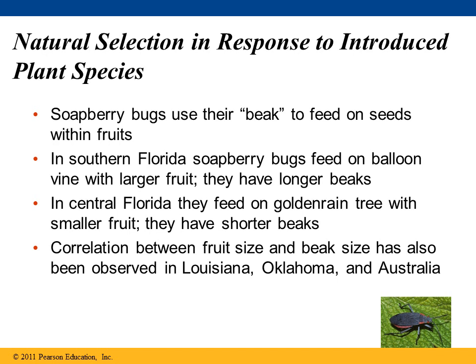Another example that provides evidence for natural selection is soapberry bugs. Soapberry bugs use their beaks to feed on seeds within fruits. In southern Florida, they have longer beaks and feed on larger fruits. In central Florida, they have shorter beaks and feed on smaller fruit. And this same correlation between fruit size and beak size has also been observed in Louisiana, Oklahoma, and Australia.